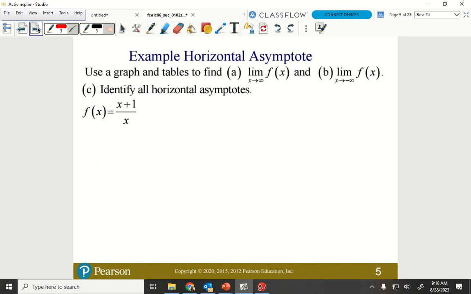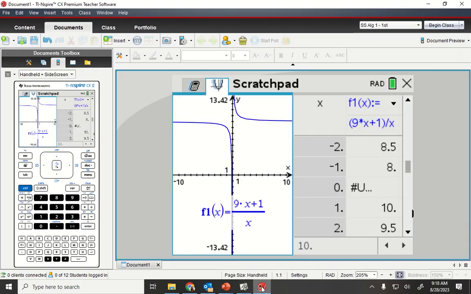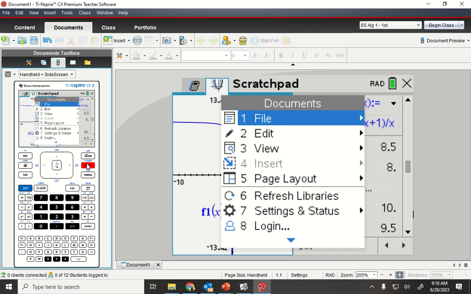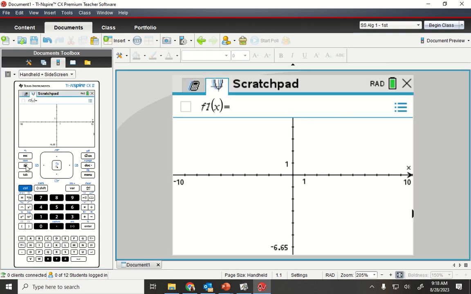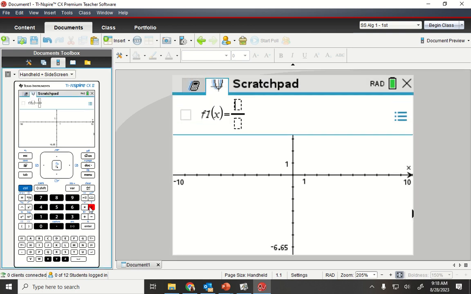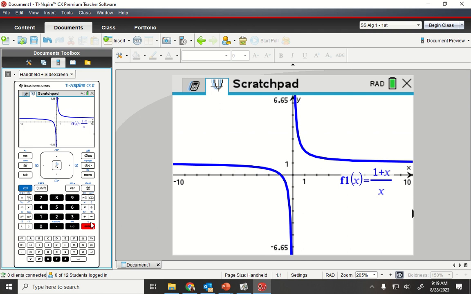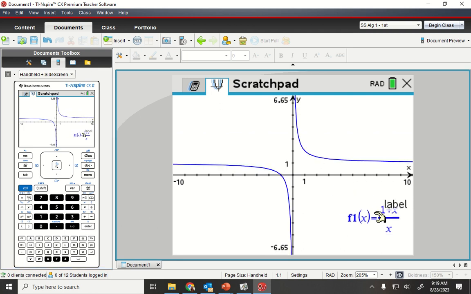All right, so let's go ahead and take a look at it. So 1 plus x over x. I'm going to just hit doc, letter B, and go back here, control divide, 1 plus x over x, graph. There you go. So what do you think is happening here? Do I have any asymptotes? Yes. I have a horizontal asymptote. Do I have a vertical asymptote?